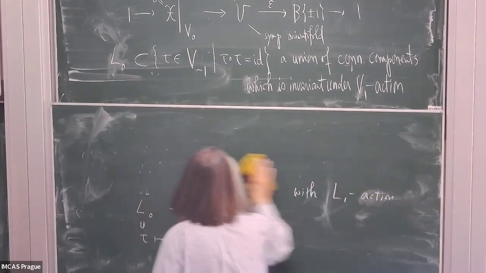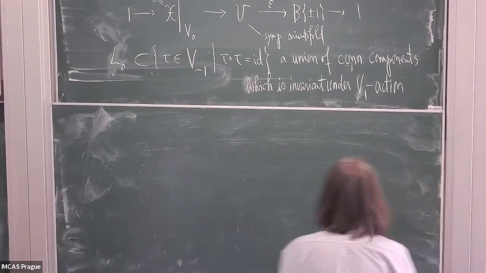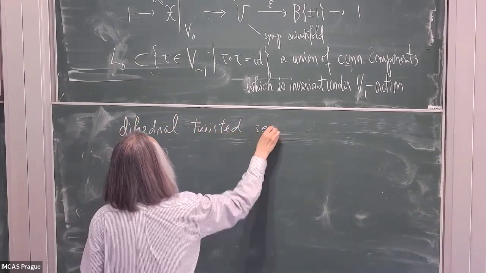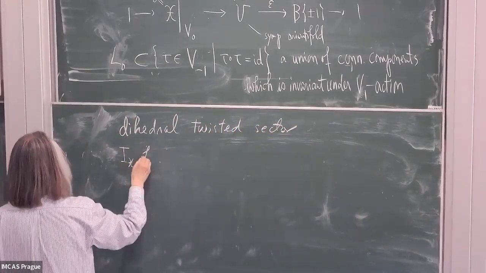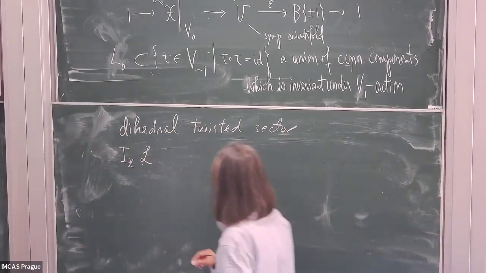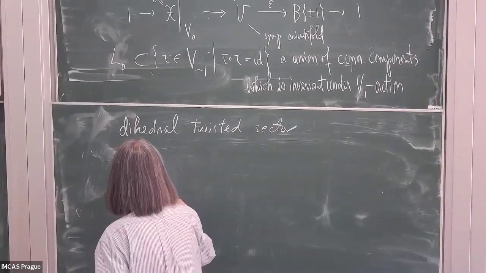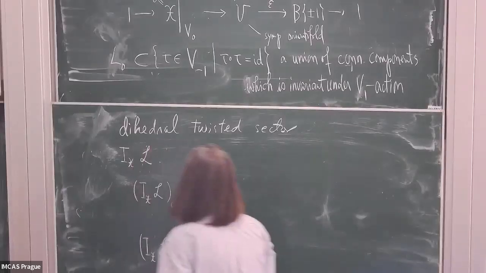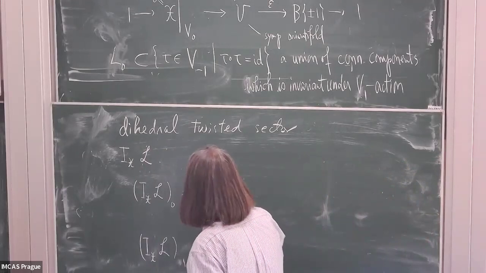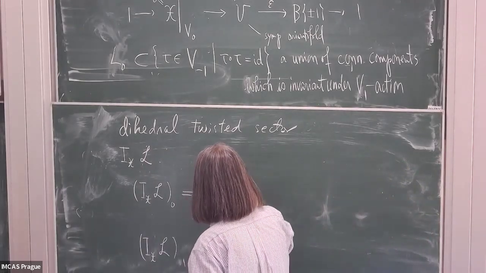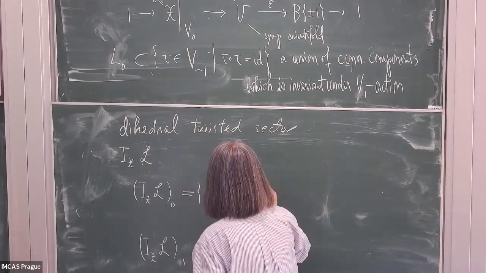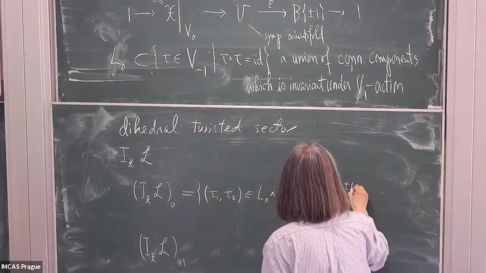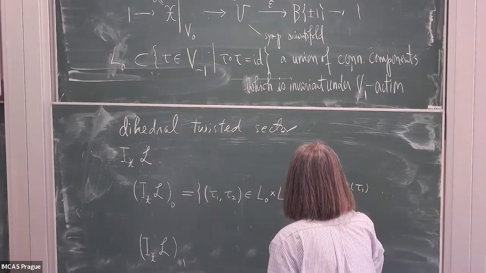Okay, so this is a definition. Then I want to consider the dihedral twisted sector, which we denote by I of X of A. So it's again a groupoid. This one is the following. It now consists of pairs tau1, tau2 in L0 times L0, so that S of tau1 is equal to T of tau1, is equal to S of tau2, is equal to T of tau2.